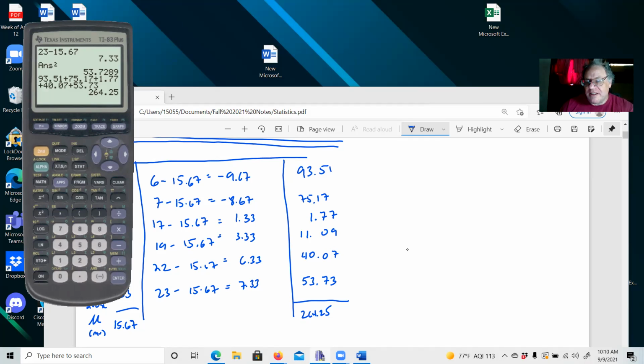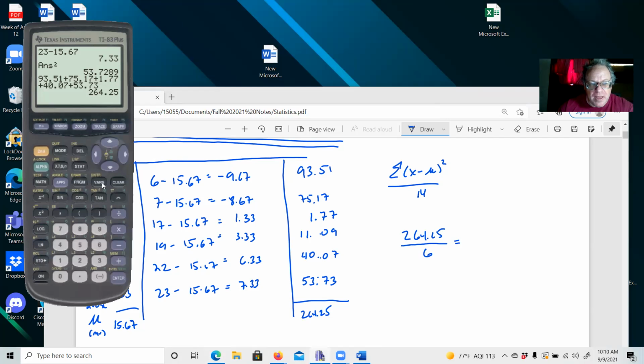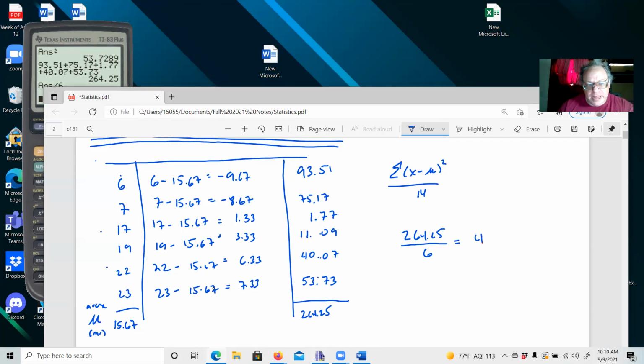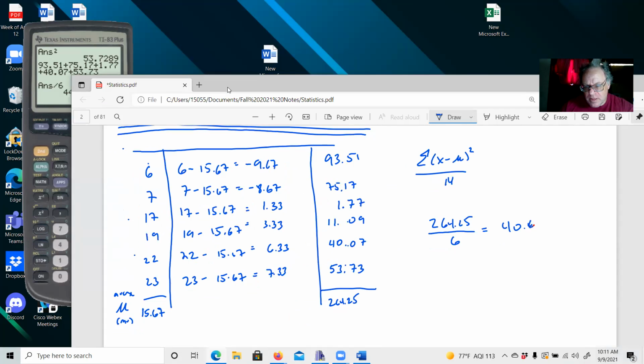So we added up, right? We've done x minus mu squared. What's left? We have to divide by n. So 1, 2, 3, 4, 6. Remember, it's a population, so we divide 264.25 by 6. Okay, fingers crossed. That's 40.04. So to 1 decimal place, that's 40.0. This is my variance.